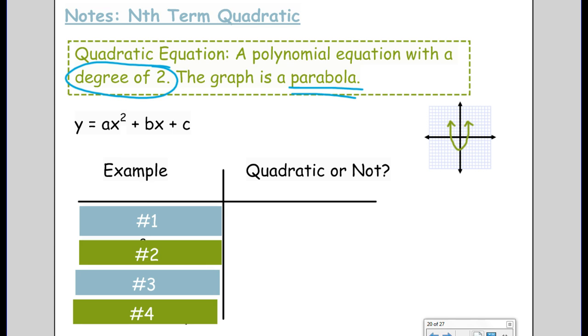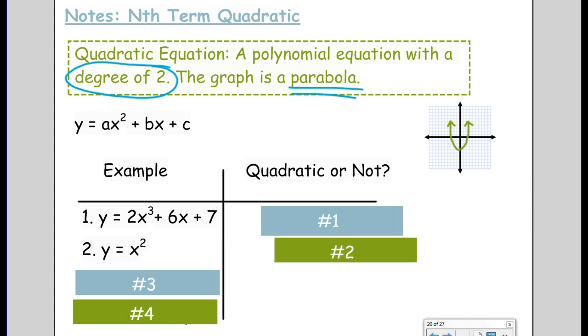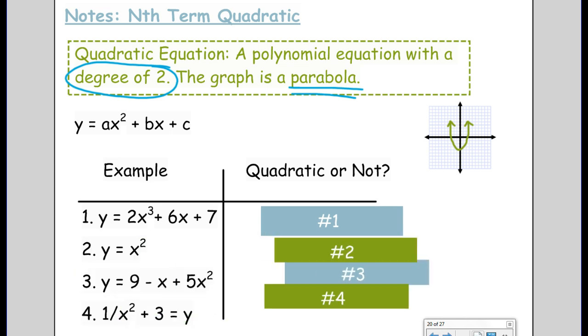I'm going to reveal all the examples. And you decide which ones are quadratics. I'll give you a hint. 2 of them are and 2 of them aren't.